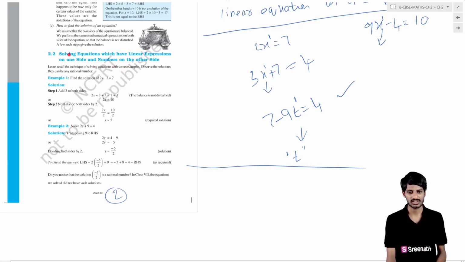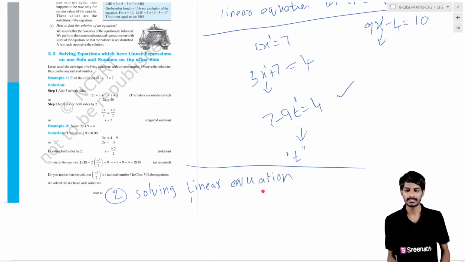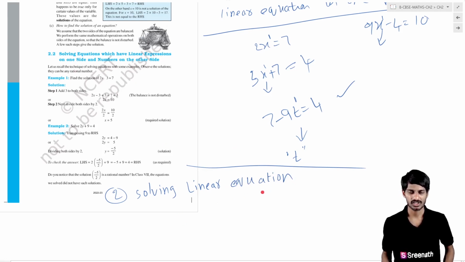We are going to solve equations which have linear expressions on one side and numbers on the other side. An equation having a linear expression on one side and a number on the other side is a linear equation. Simply, we can write it as solving linear equations. Linear expression on one side and number on the other side are called linear equations.